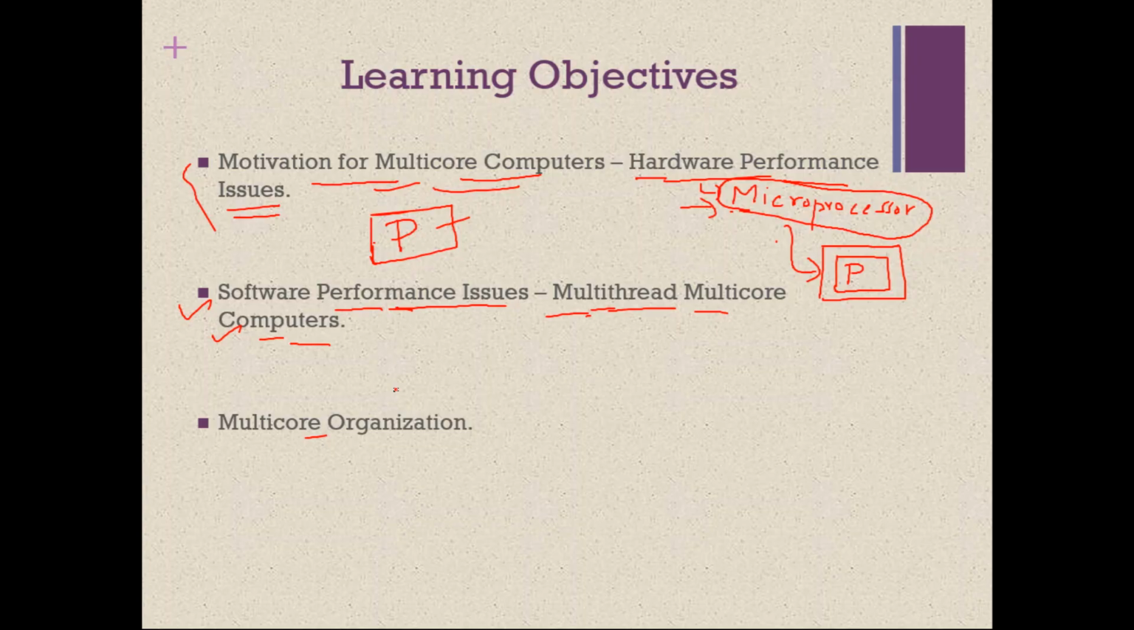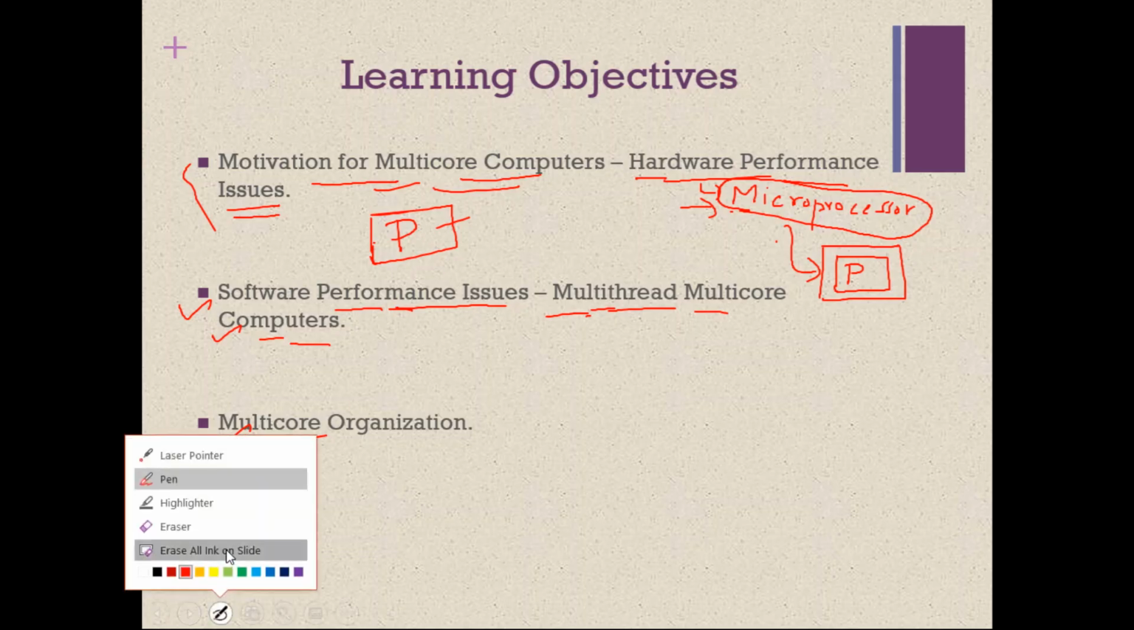So how will this multi-core be organized in a chip or in a computer? That's what we'll be discussing as a third topic, right? So these are the learning objectives of this chapter. In this lecture, we'll be discussing the motivation for multi-core computers, and the performance issues that were faced with normal single-core computers, which push us towards the usage of multi-core computers. Okay, so now let us continue.